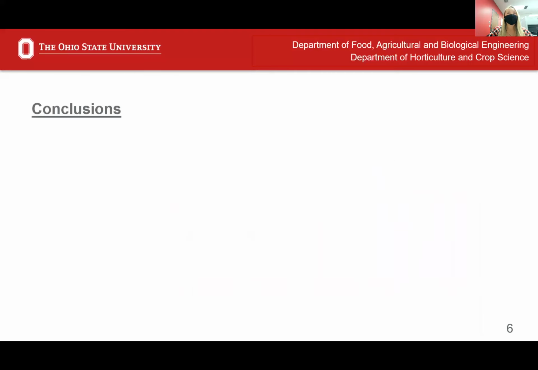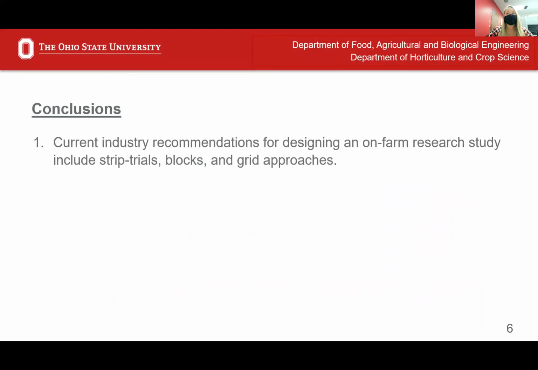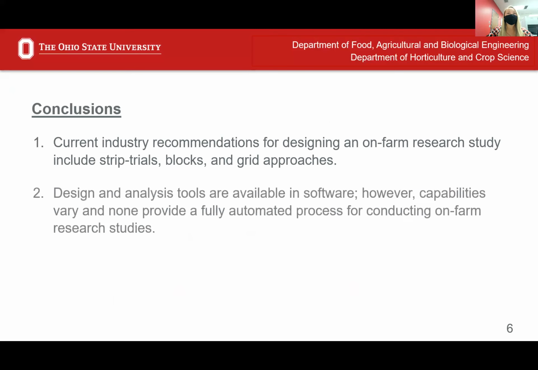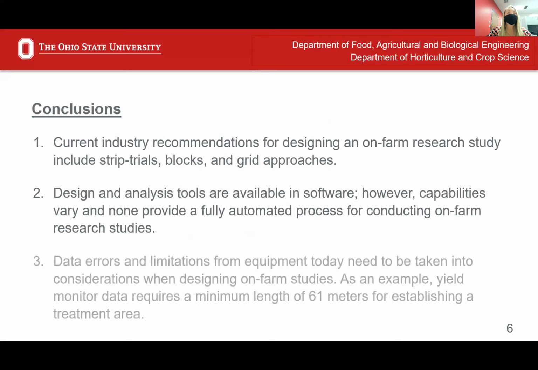With that, just a quick review. First, current industry recommendations for designing an on-farm study include strip trials, blocks, and a grid approach. Next, design and analysis tools are available in the software. However, capabilities vary and none provide a fully automated process when conducting studies. Lastly, data errors and limitations from equipment today need to be taken into consideration when designing on-farm studies. As an example, accurate yield monitor data requires a minimum length of 61 meters for establishing a treatment area.